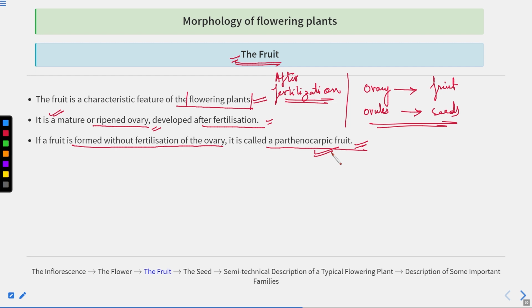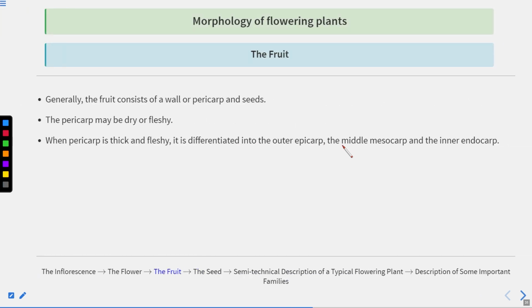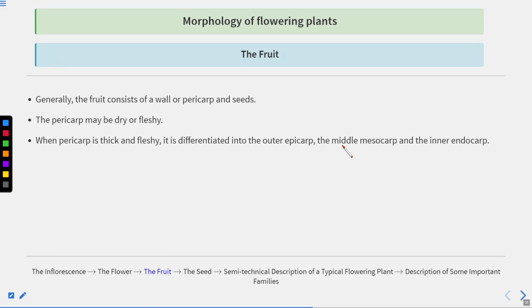But yes, there are flowers where after fertilization we see the changes, and the seeds are formed. But in the case of parthenocarpic fruit, as there is no fertilization, the ovules will not change to seeds. Generally the fruit consists of a wall or pericarp and seeds. If we talk about a true fruit, then it must contain a pericarp, the outer covering of any fruit, and it has the seeds.